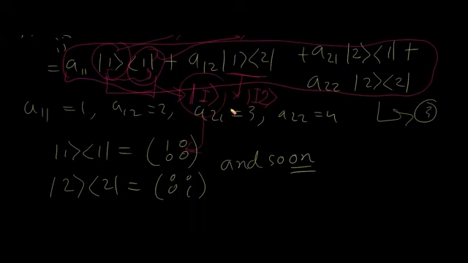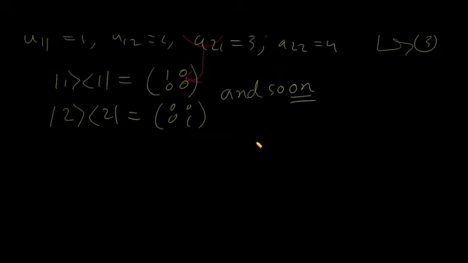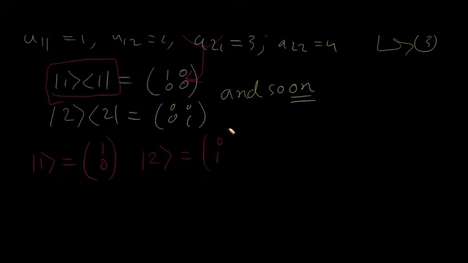I discussed this example just to let you know that whenever we think of bras and kets, yes, we can think of them in terms of rows and columns, but they can also represent more diverse objects like matrices and sometimes even functions. So it's a good thing to keep in mind. And lastly, I would like to show something else. Let's say I do want to think of these bras and kets in terms of row and column. So let's say I write 1 as 1 0 and 2 as 0 1.